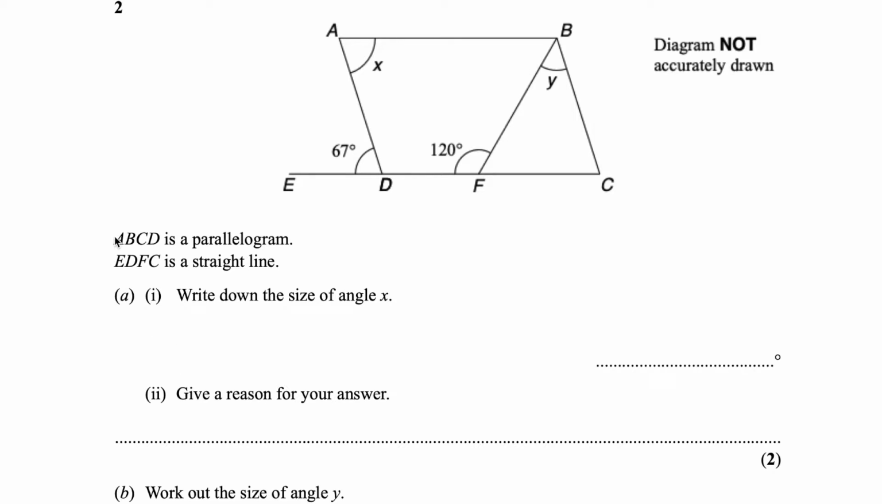Question 2 gives us a diagram. It says ABCD is a parallelogram, EDFC is a straight line. Write down the size of angle X. So you need to know about parallel lines here. If this is a parallelogram, then AB is parallel to DC, or EDFC, as they state it here, is a straight line. So these 2 angles are alternate angles with respect to parallel lines, and alternate angles are equal. So x is going to be 67 degrees, and you could state as a reason the alternate angles are equal.